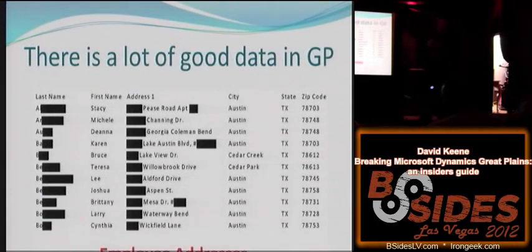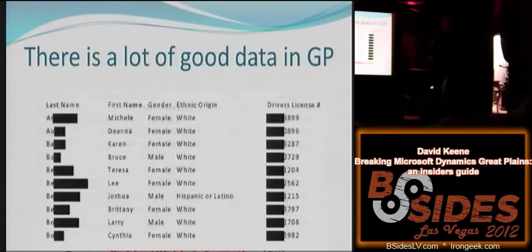Now this is just a few slides of the employee master table that I came across. So what do we have here? We've got employee first name, last name, and their addresses. Okay, so that's a good start. Now we build on top of that. We've got some personally identifiable information, driver's license numbers and their genders. Okay.